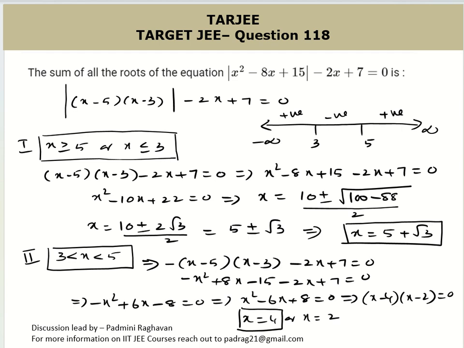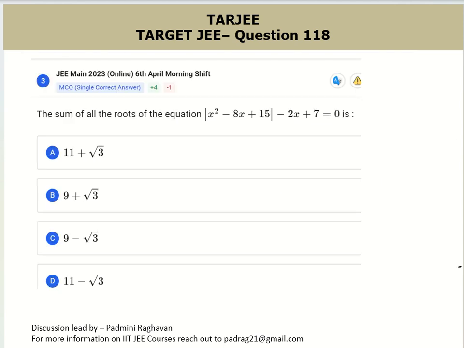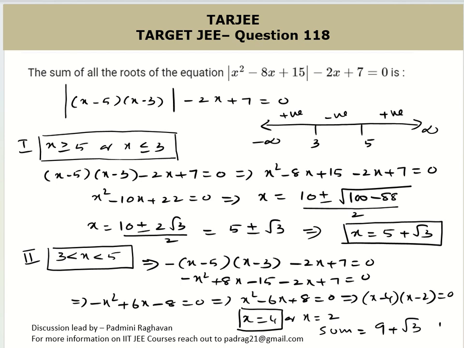So totally there are two solutions only. One solution is 5 + √3. The other solution is x = 4. Now the question is the sum of all the roots. So the sum of all the solutions is 4 + 5 + √3, which is nothing but 9 + √3. Now let's go back to the question and look for the options. What are the options given there? 9 + √3 is nothing but option B. So the right answer is option B.